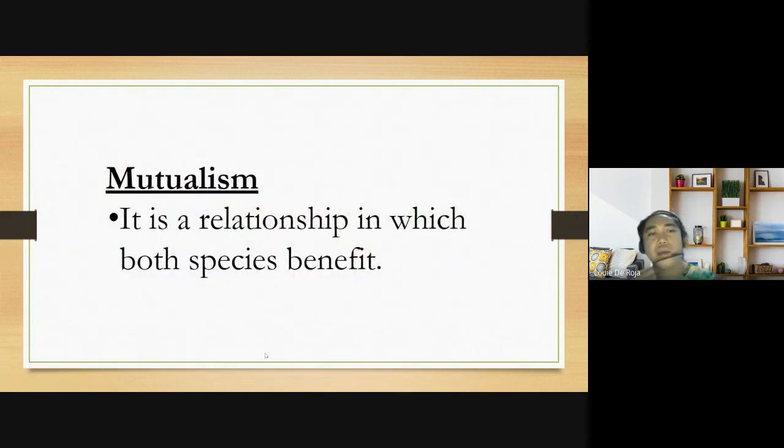Next is mutualism. This is a relationship in which both species benefit. So dito, mutual relationship. Okay, mutualism, yan, parehas silang nagbe-benefit. Give and take lang. Give and take relationship.